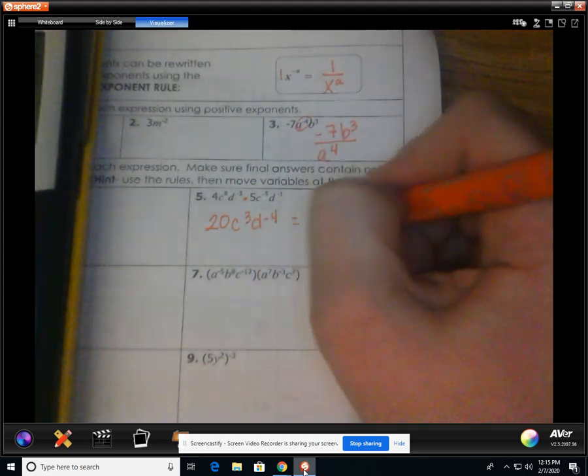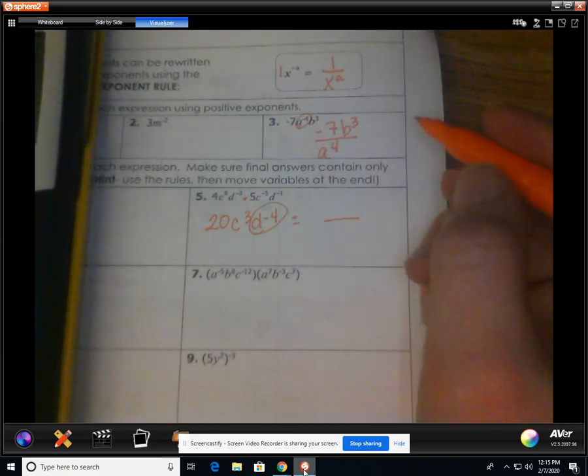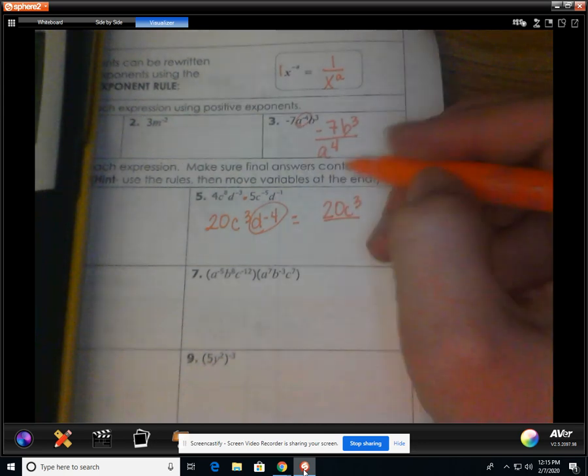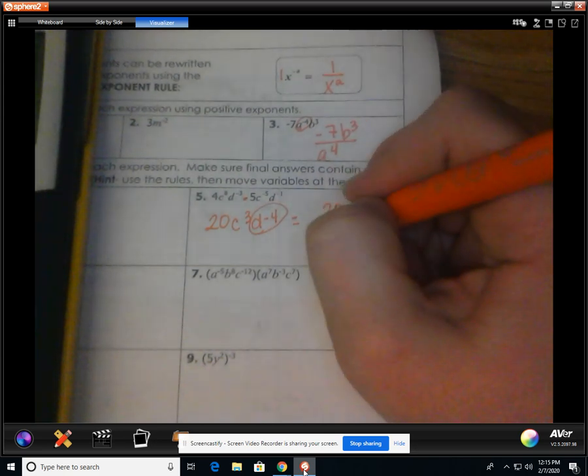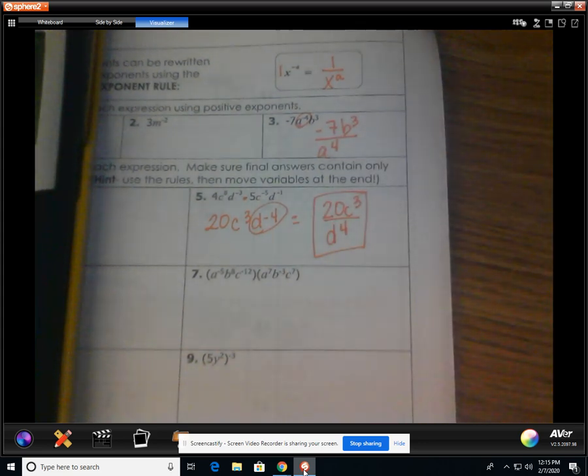Now my answer has a negative exponent. So to get rid of that negative exponent, everything that does not have a negative exponent stays on the top. So 20c to the third will stay on the top. And d, and it becomes a positive 4, moves to the bottom. So you just move the negative thing.